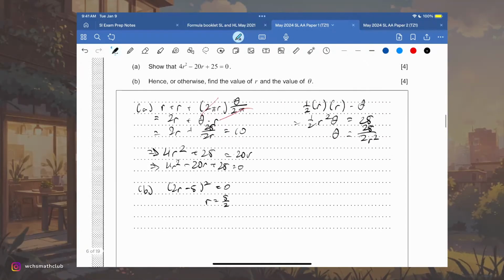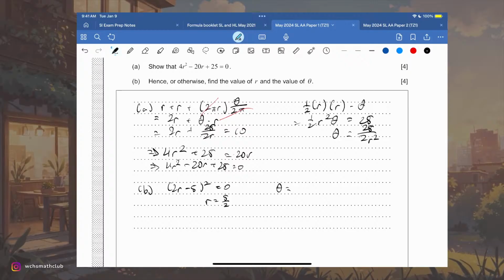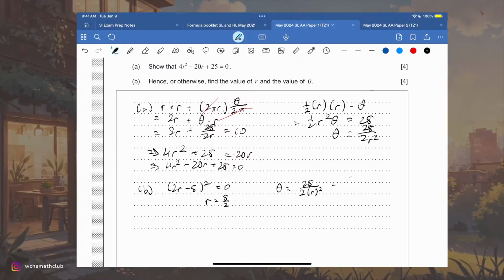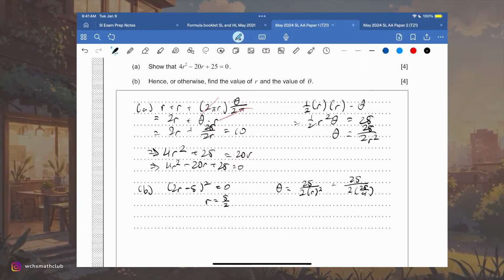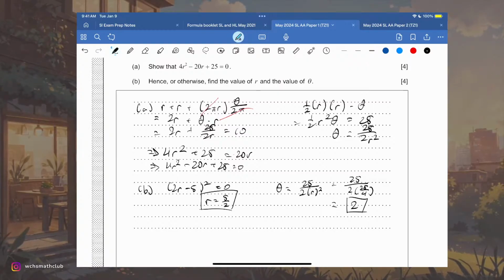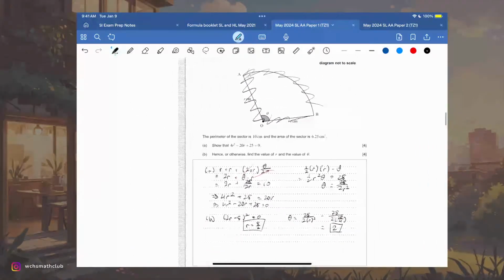Great. And now we just solve for the value of theta by plugging it into the formula. So theta equals 25 over 2r squared. And then this equals 25 over 2 times 25 over 4. And then we get that this is all equal to 2. Great. And then just box your answers for good reference. And we are done. So great work.